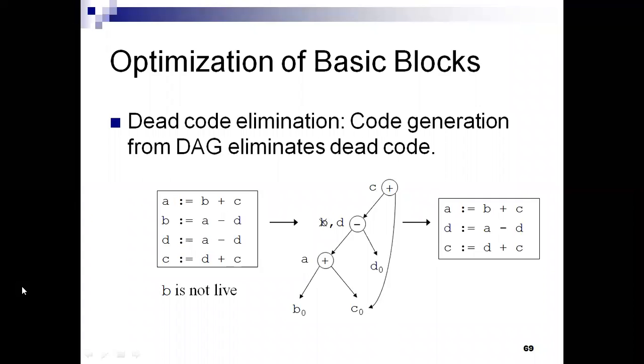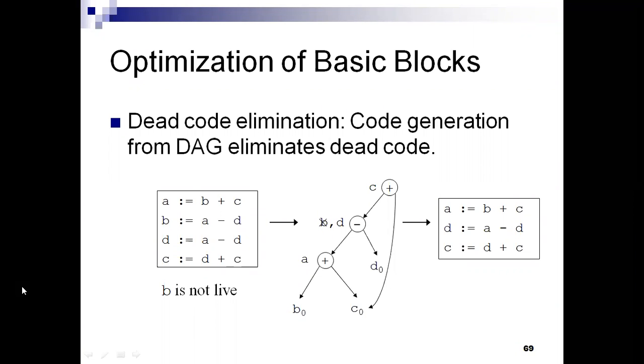This is the most important transformation for principal optimization. And see how to eliminate dead code. The code generation from the DAG eliminates the dead code. Initially, I represent a DAG from the given basic block. Here my basic block consists of three-address statements. And from the DAG, after transformation, my basic block looks like this: A is equal to B plus C, D is equal to A minus D, C is equal to D plus C.